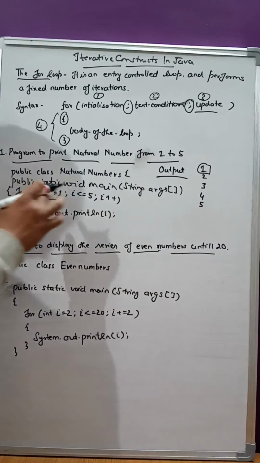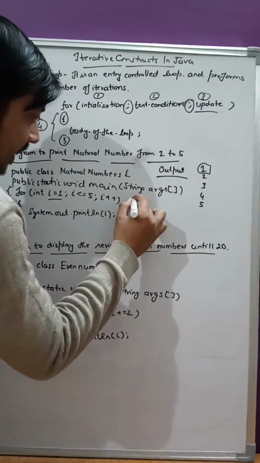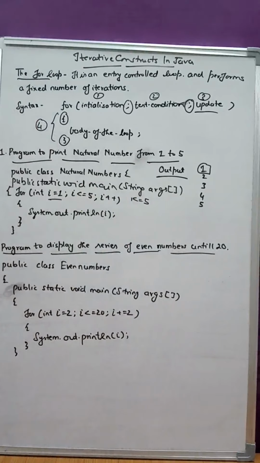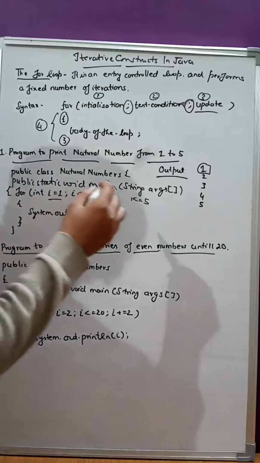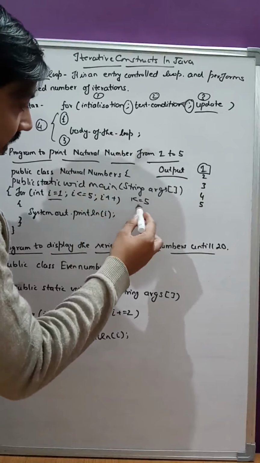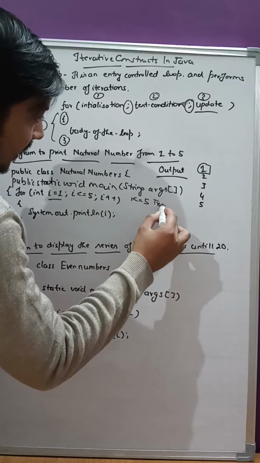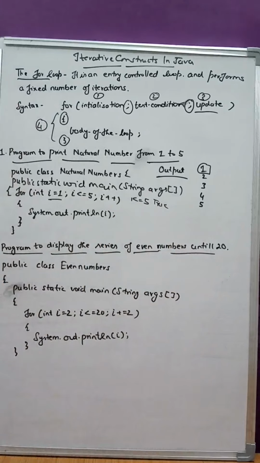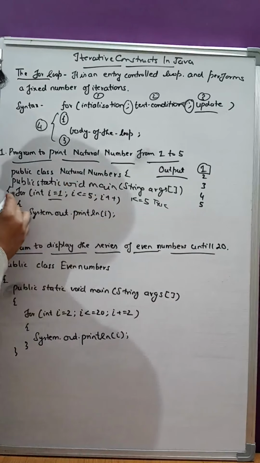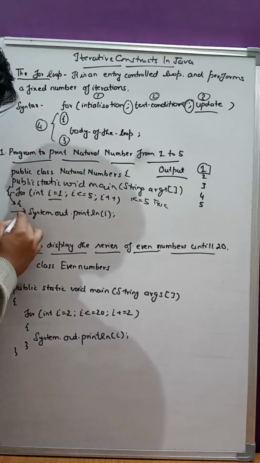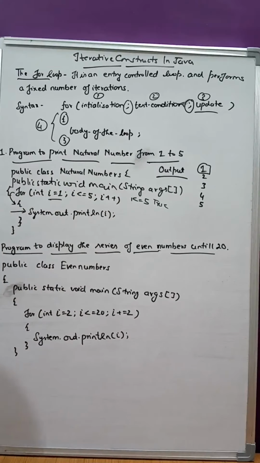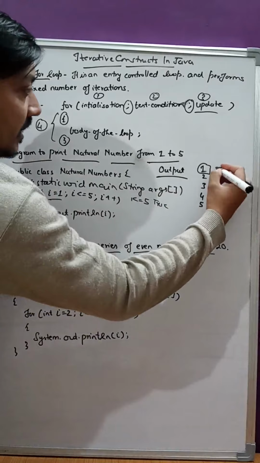And the test condition is checked: 1 less than or equal to 5. This condition is right because 1 is always less than or equal to 5. See, it has two conditions, less than and equal to. If either of the conditions is right, the whole output will be true over here. So 1 is less than 5, so this condition will be true. When the condition is true, what will happen? You will get inside the body of the loop and execute the first statement, System.out.println of i. The value of i was 1 over here, so 1 will be printed.